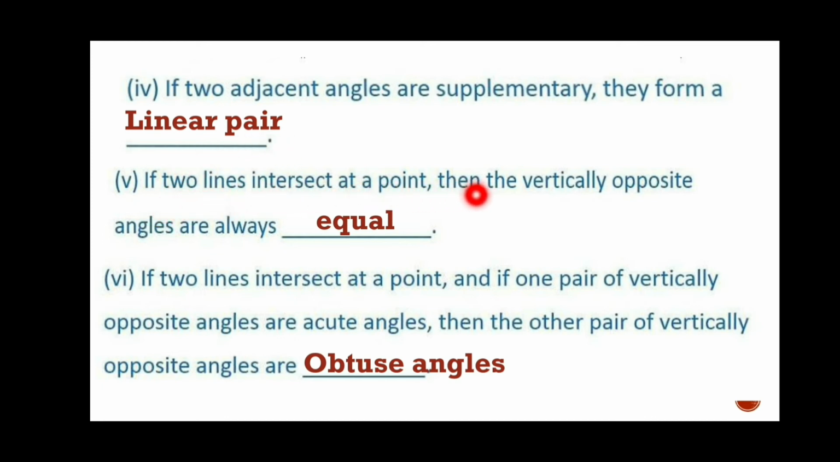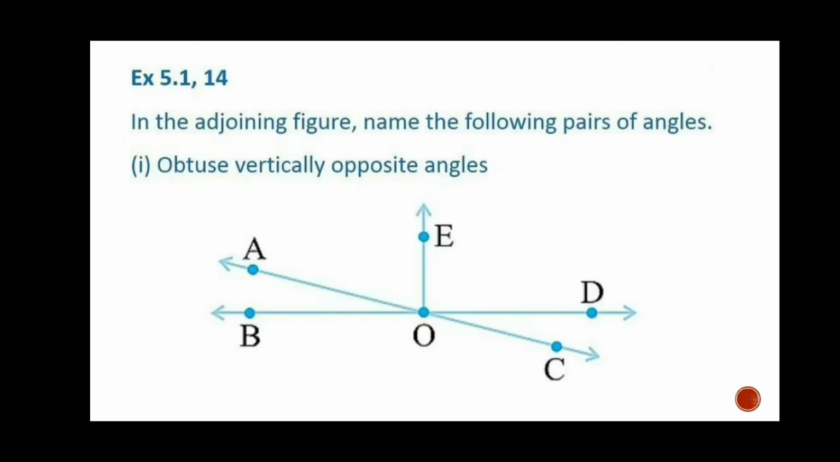If two lines intersect at a point, then the vertically opposite angles are equal. As you have seen, if two lines intersect, then the vertically opposite angles are always equal. If two lines intersect at a point and one pair of vertically opposite angles are acute, then the other pair of vertically opposite angles are obtuse angles. So if two lines intersect at a point, then one pair is acute and the other pair will always be obtuse. So this is your fill in the blanks, question number 13.